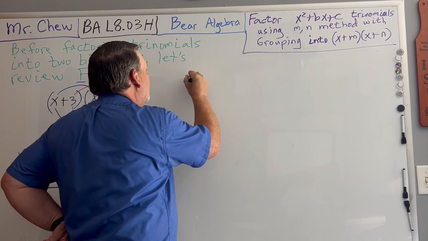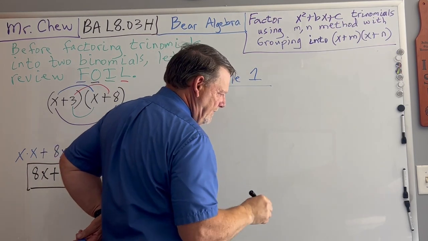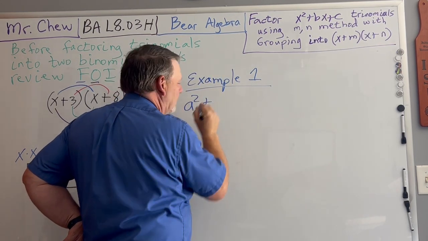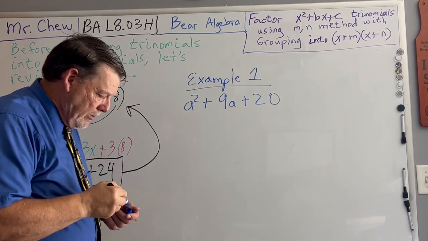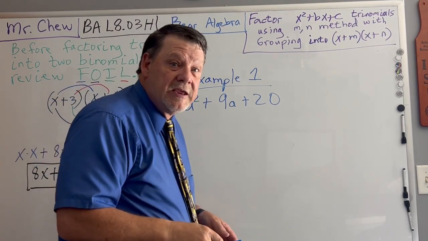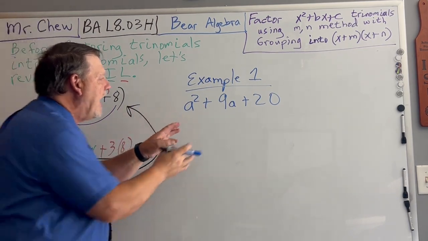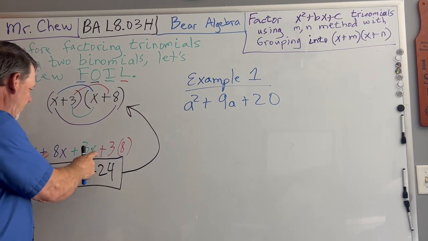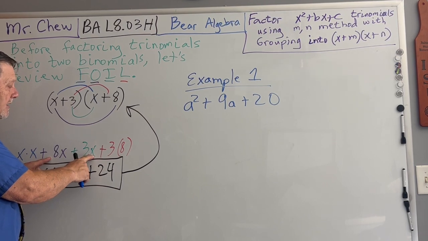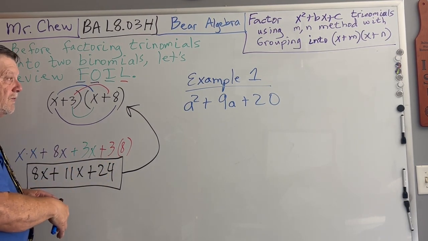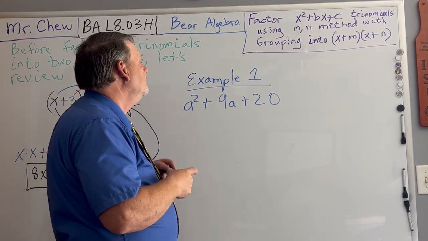So example 1 is a squared plus 9a plus 20. Now remember, it's going to end up being very easy if you take this 9a and convert it to two different terms added together. It'll give you 9a, and that'll allow me to factor this by grouping. All right, so how do we do that?